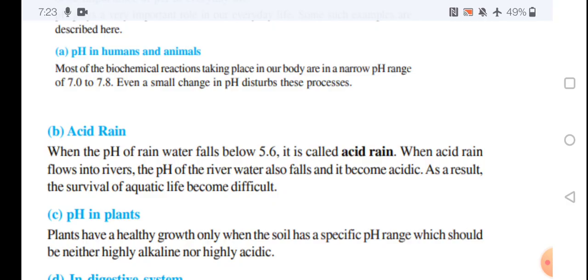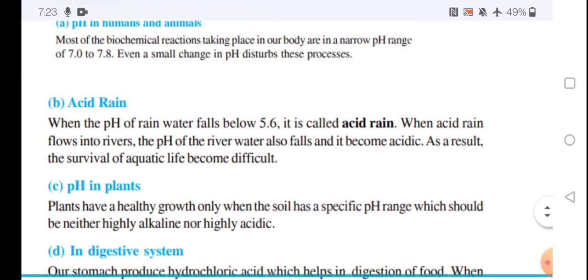When acid rain flows into a river, the pH of the river water also falls and becomes acidic. As a result, the survival of aquatic life becomes difficult. That means if acid rain mixes with river water or any water, that also becomes acidic. So that acidic water is not good for living things.